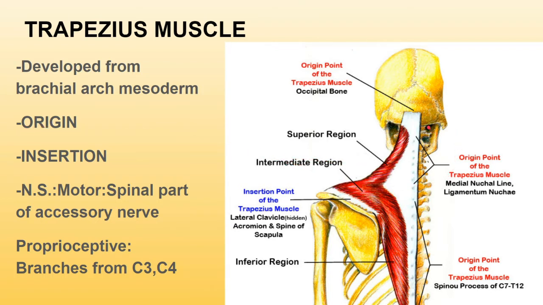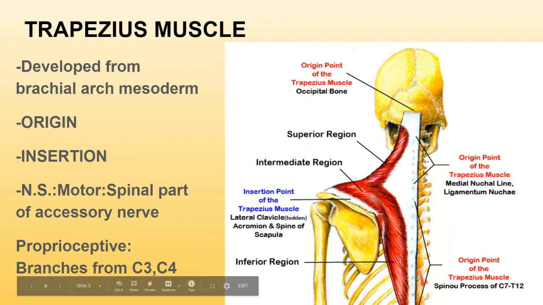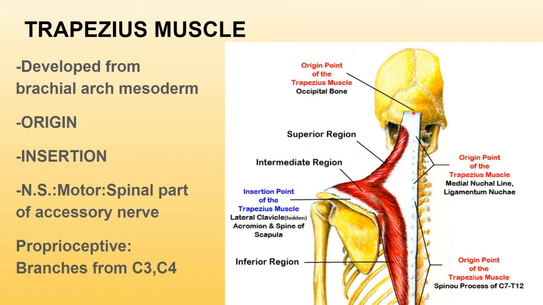As you can see, this line is the origin, and at the side this will be the insertion. So the origin is first of all here in the external occipital protuberance of the skull, then the superior nuchal line. As you can see, this is the superior nuchal line at the sides of the external occipital protuberance. Especially the medial one-third of the superior nuchal line. Then the ligamentum nuchae. This is the ligamentum nuchae.